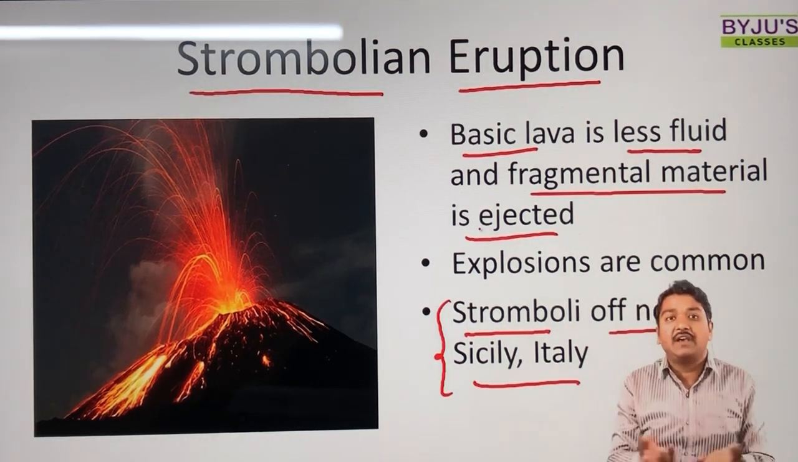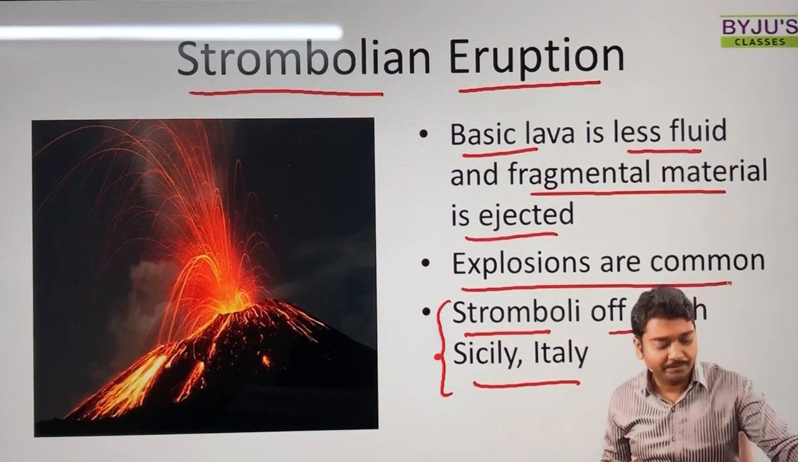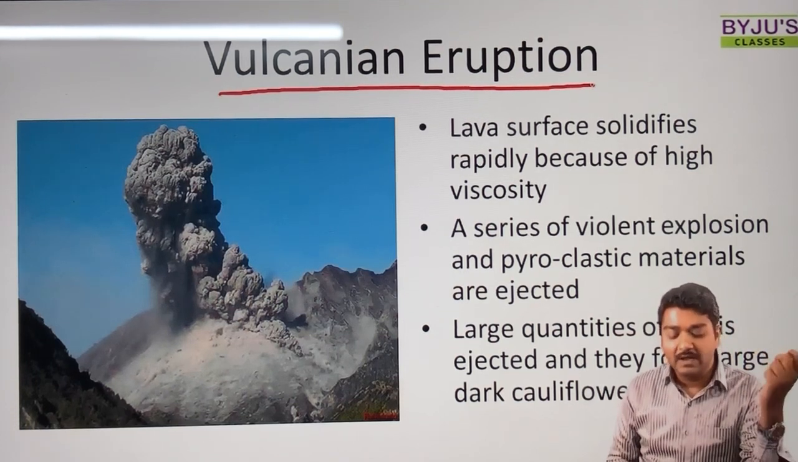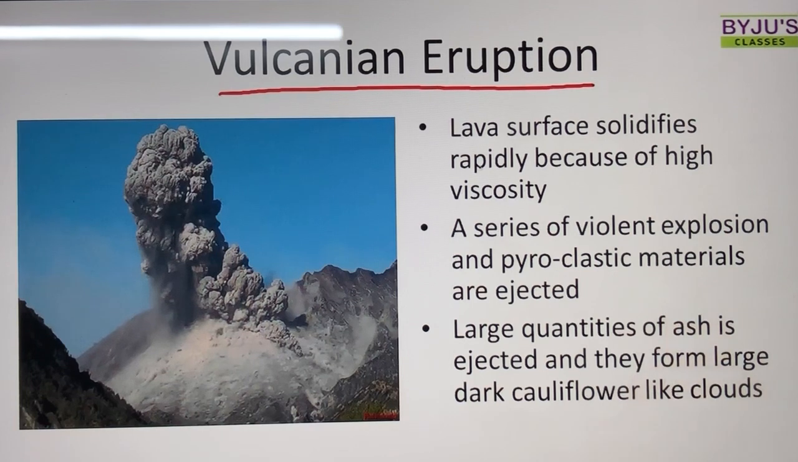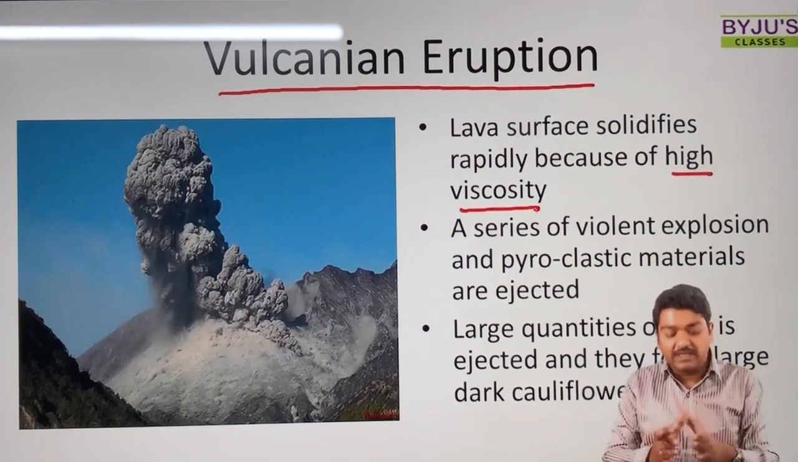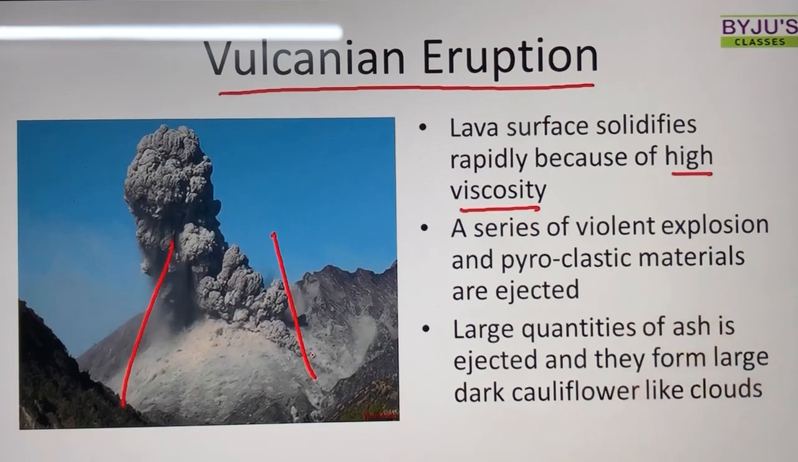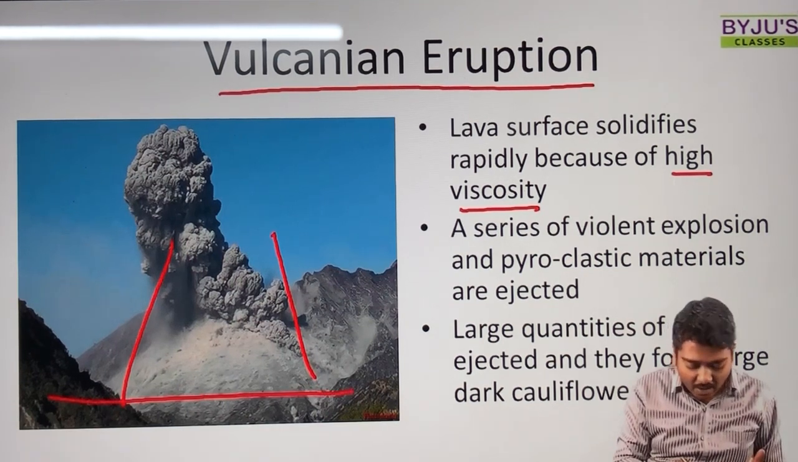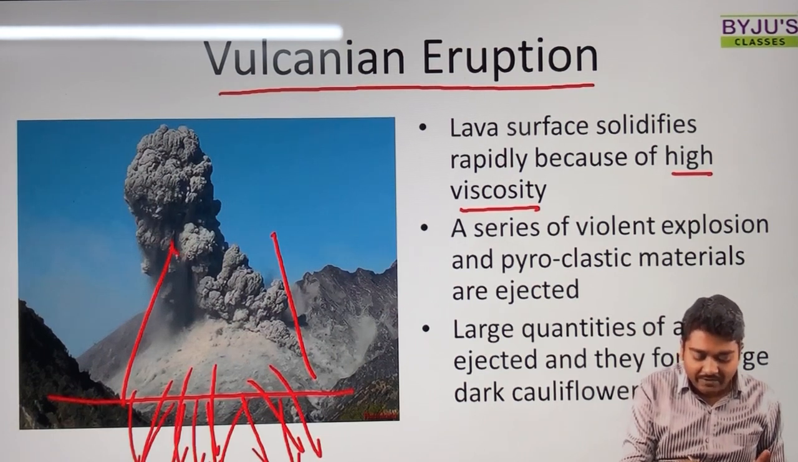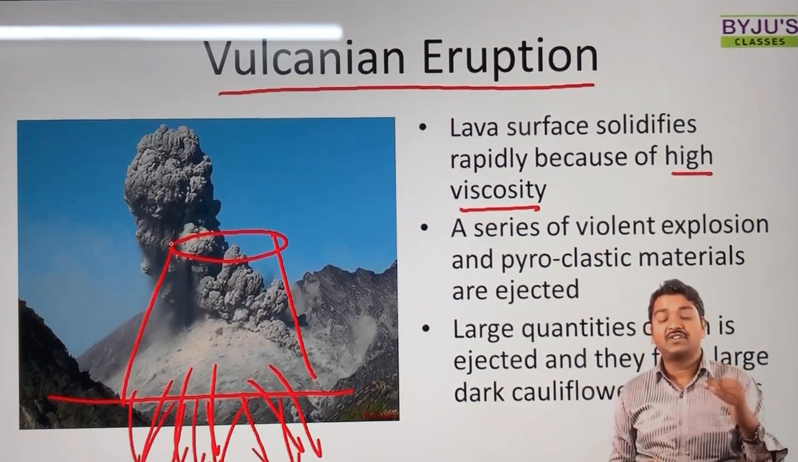So, when they are actually ejected, usually what happens? Explosions are most common. Third, Vulcanian eruption. What does it mean? Lava surface solidifies rapidly because of high viscosity. That is, as soon as it erupts, it solidifies. Like, you form a rock, whatever is coming, you have a crust, whatever is coming is getting solidified. So remember, when viscosity increases, solidification is quick.